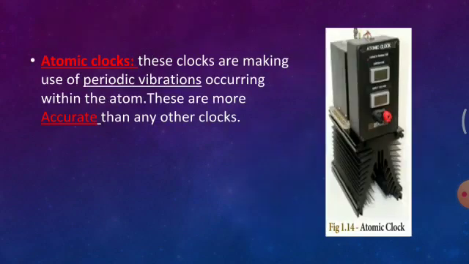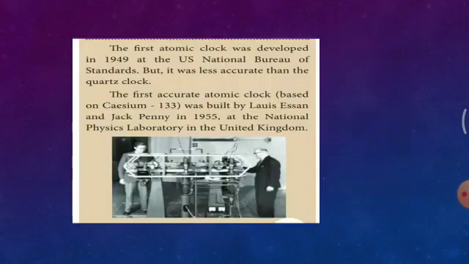Now we are going to discuss atomic clocks, which are not familiar to us. These clocks are more accurate when compared to any other clocks. These clocks make use of periodic vibrations occurring within the atom. The first atomic clock was developed in 1949 at the US National Bureau of Standards, but it was less accurate than the quartz clock. The first accurate atomic clock was built by Louis Essen and Jacques Penney in 1955 at the National Physical Laboratory in the United Kingdom.